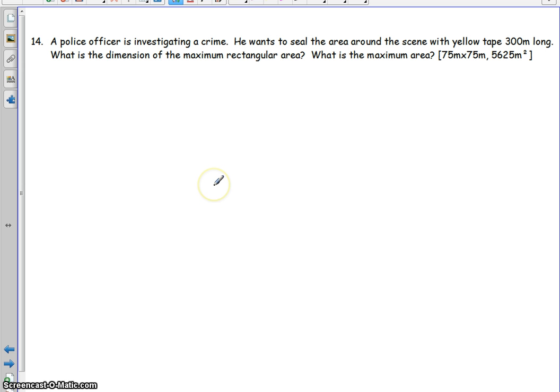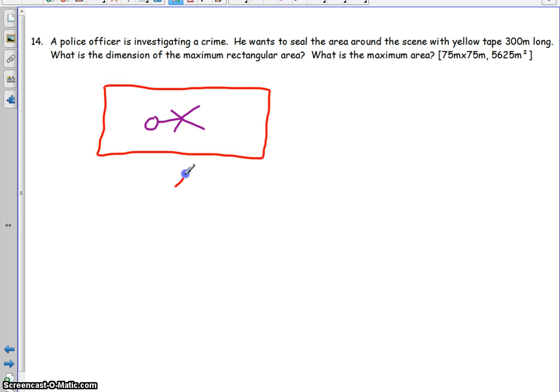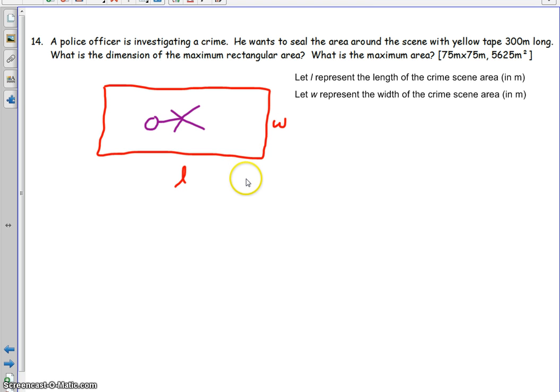So a police officer investigating a crime wants to seal the area around the crime scene with 300 meters of yellow tape, and it's going to be a rectangular area that he's going to enclose. If you again picture a little crime scene here, maybe there's a dead guy right here, he wants to enclose an area with 300 meters of tape. We don't know the dimensions, so we're just going to call them L and W and define our variables that way. L and W will be the length and width of the crime scene in meters.